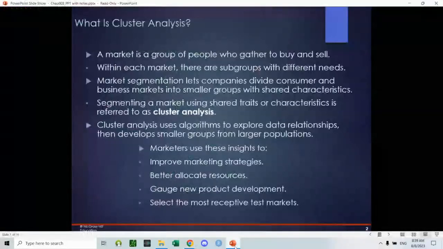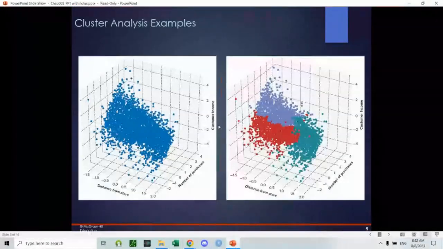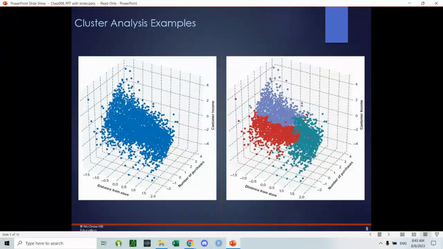So this visualization shows an example of cluster analysis and how they can be classified visually. You can see it's a three-dimensional scatter plot. The distance from the store, number of purchases, and customer income are the three independent variables. And then we segment these three people, probably Buzz, Jill, and Bob, or whatever the third name was, are the three groups. And then they can develop different marketing campaigns for each of those groups based on the clustering.